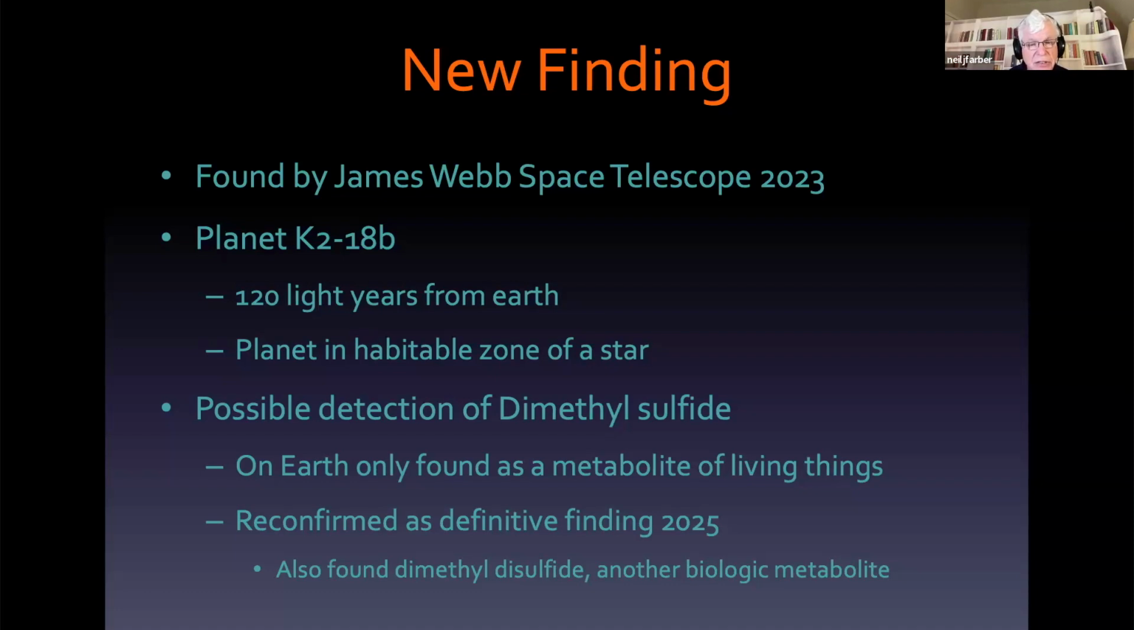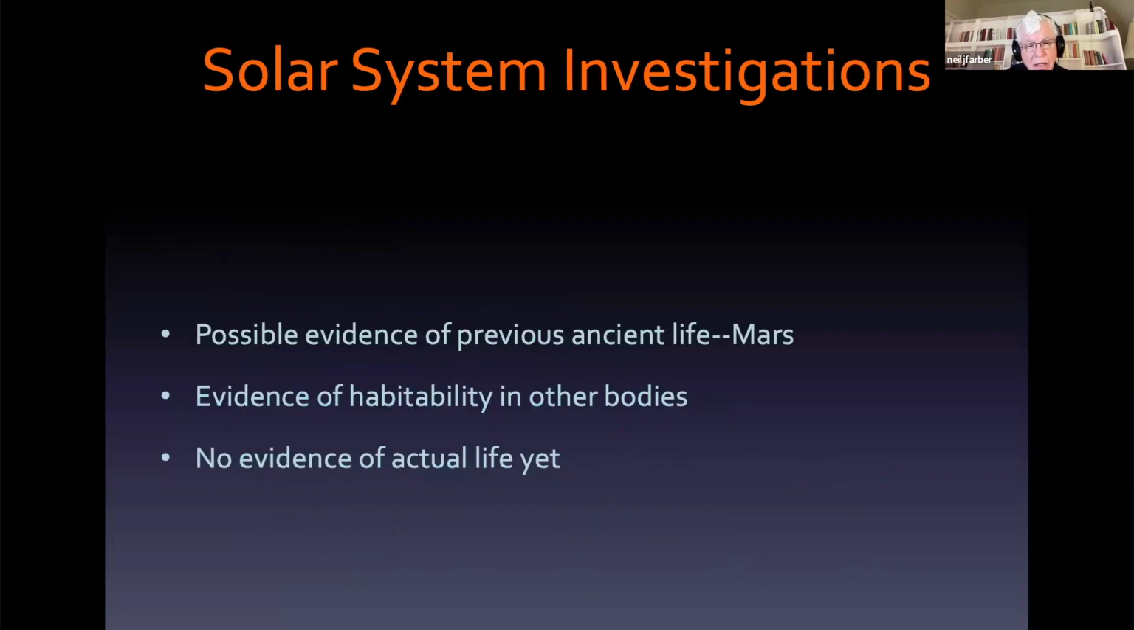The only thing they need to do is confirm the fact that dimethyl sulfide and dimethyl disulfide cannot be produced any other way. And if they find that, then basically we have a really good indication that at least one exoplanet has life on its surface.